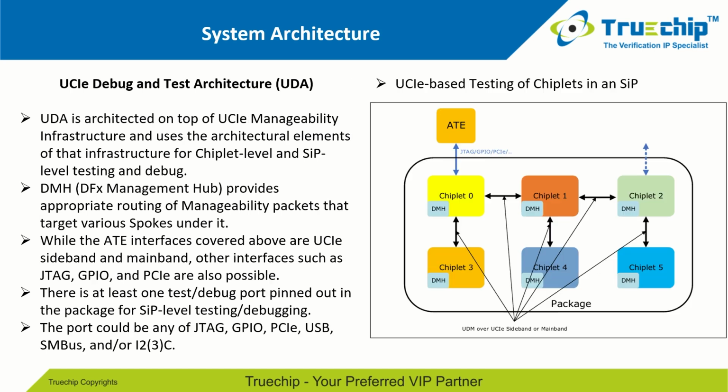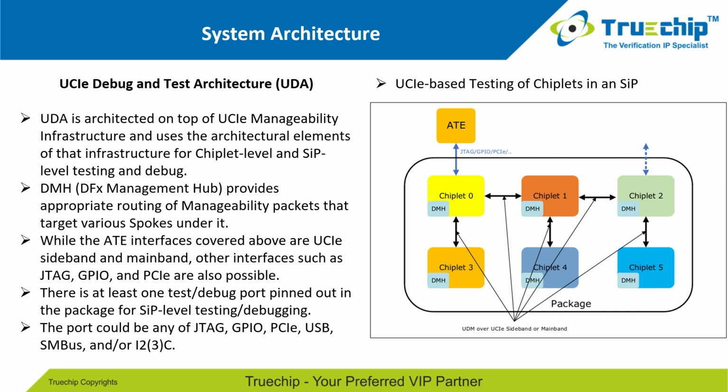Now let's have a brief about the UCI debug and test architecture, which is architected on top of the UCI manageability infrastructure and uses the architectural elements of that infrastructure for chiplet level or system and package level testing and debug. Here is the DMH, called the DFX Management Hub, that provides appropriate routing of manageability packets that target various POCs under it.